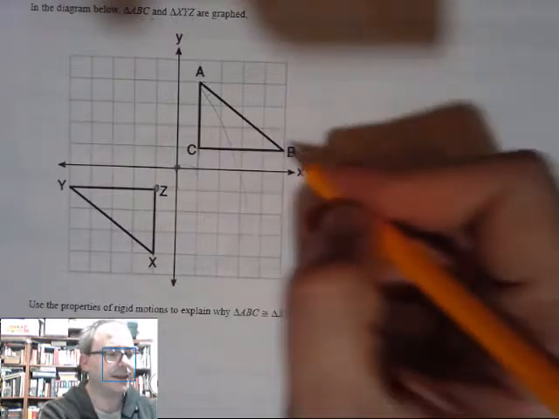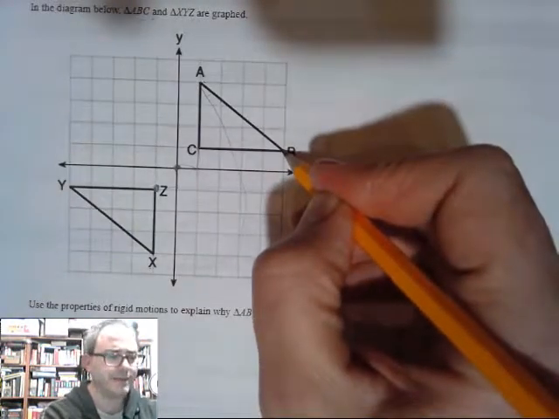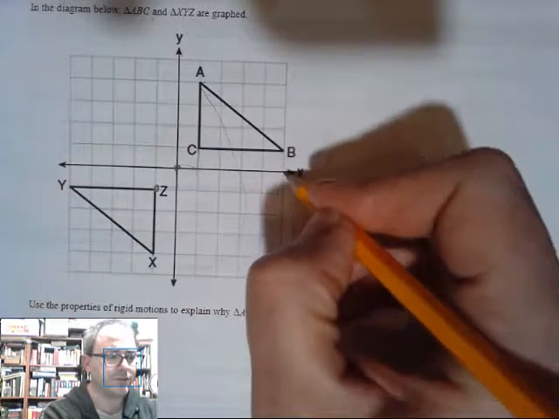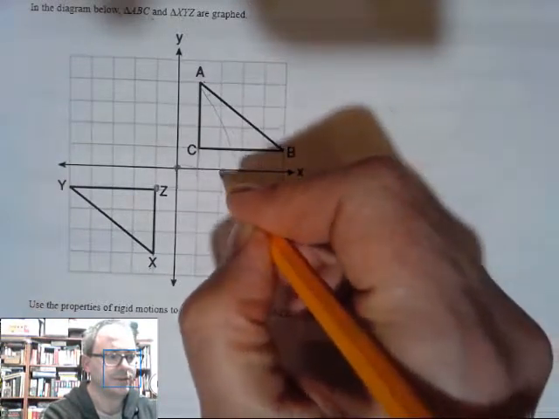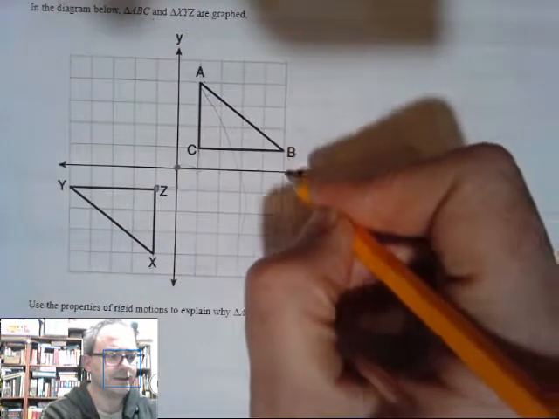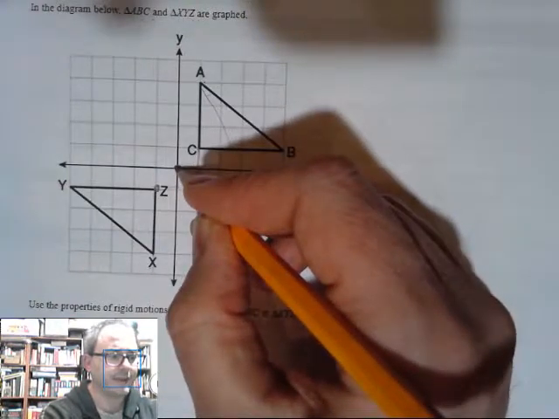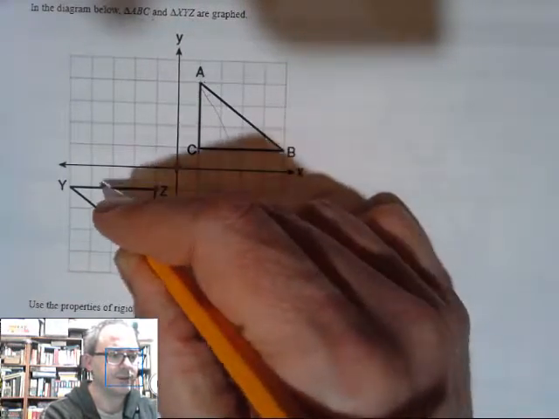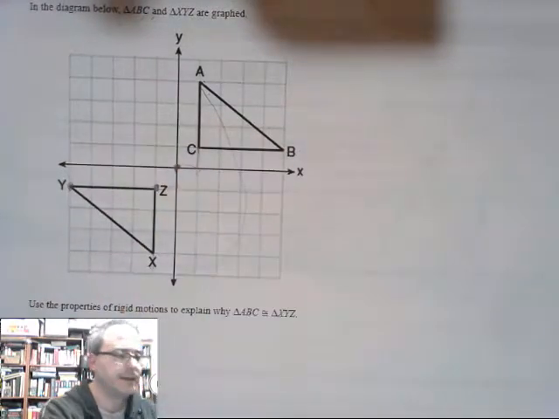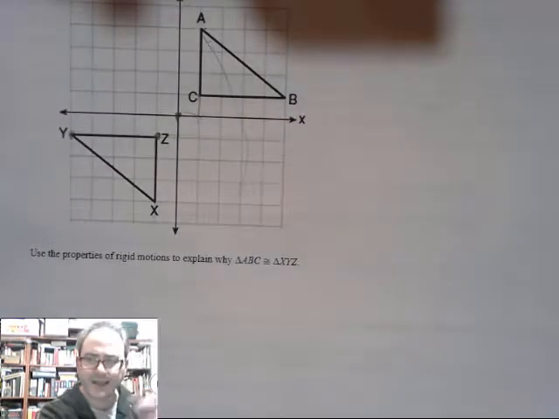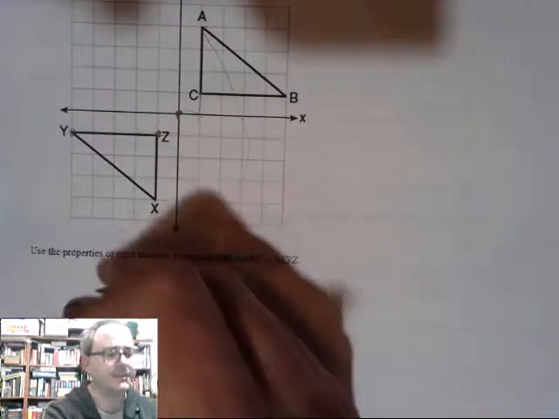Does that make sense? And then B, I have to go down 1 and then to the left 1, 2, 3, 4, 5. Down 1, left 5. And then down 1, left 1, 2, 3, 4, 5 to get to Y. So I can tell that since all three of these points, I can rotate them 180 degrees.